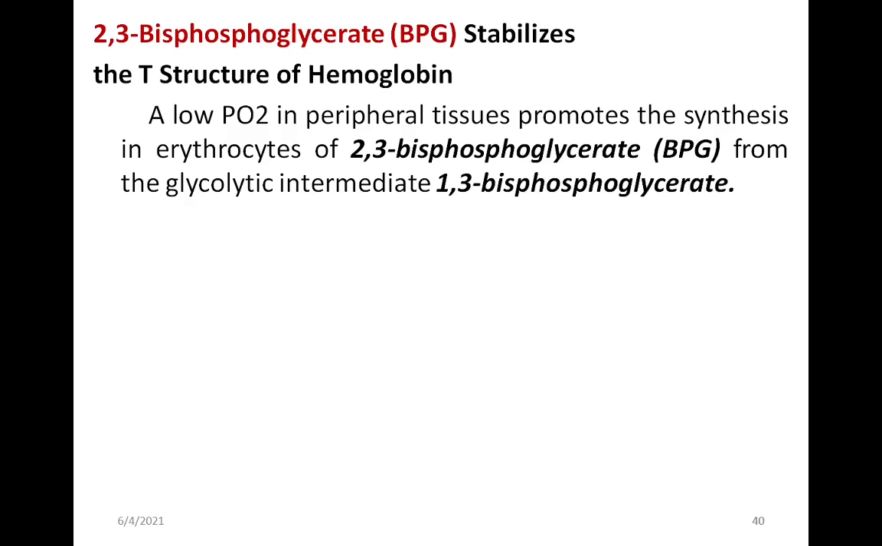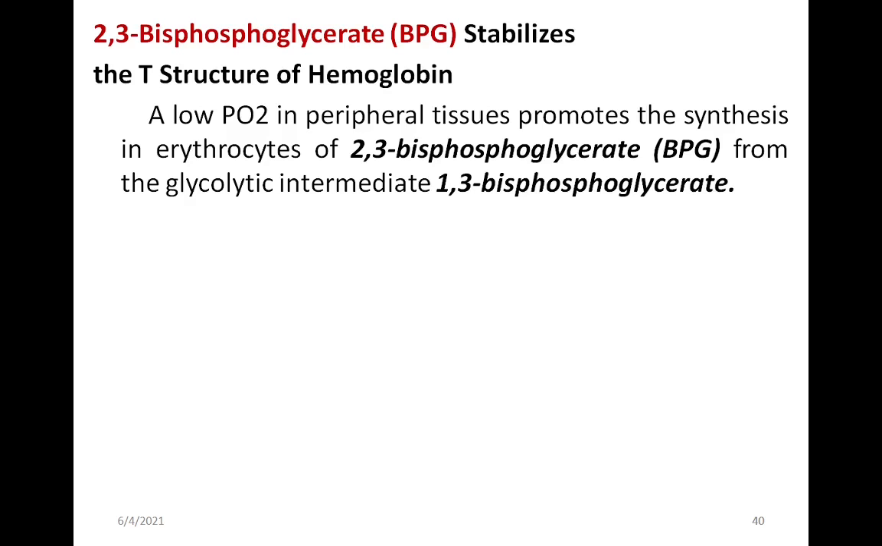I'm going to repeat again how 2,3-bisphosphoglycerate stabilizes the T form of the hemoglobin. Okay, T form of the hemoglobin. 2,3-bisphosphoglycerate stabilizes the T structure of hemoglobin. Okay, T structure of hemoglobin.